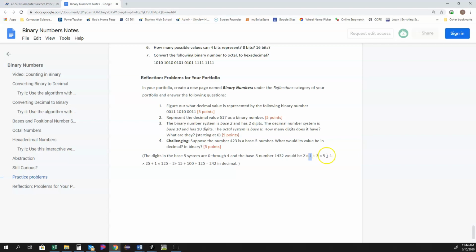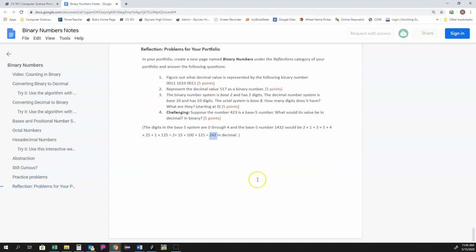So we'll have a 1, a 5, 25, 125. The next one would be times 5, which would be 625, etc. So taking your base 5 number, converting it to decimal, that might help you with this challenging question number 4.